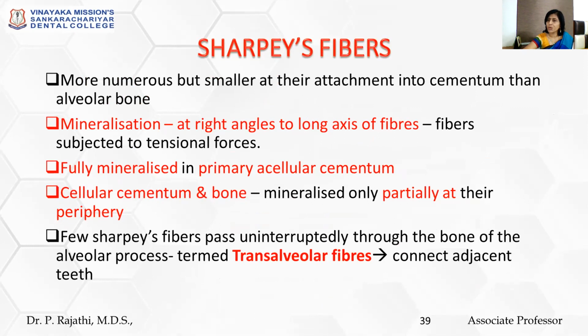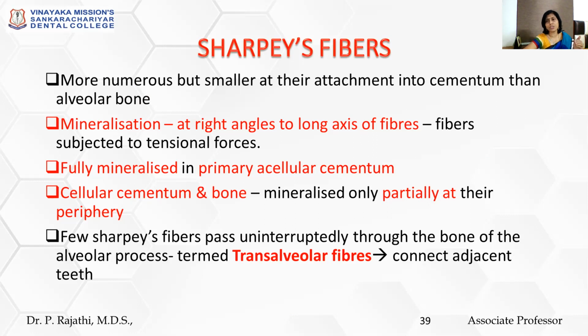How is it different? It's going to be more numerous, but it's smaller at the attachment into the cementum than in the alveolar bone region. The Sharpey's fibers are going to be smaller in the cementum, and mineralization is going to occur in this. Nowhere in the periodontal ligament region are the collagen fibers mineralized, but once they get inserted into the hard tissue, they get mineralized, right? Because that is the region where it is going to be subjected to tensional forces.